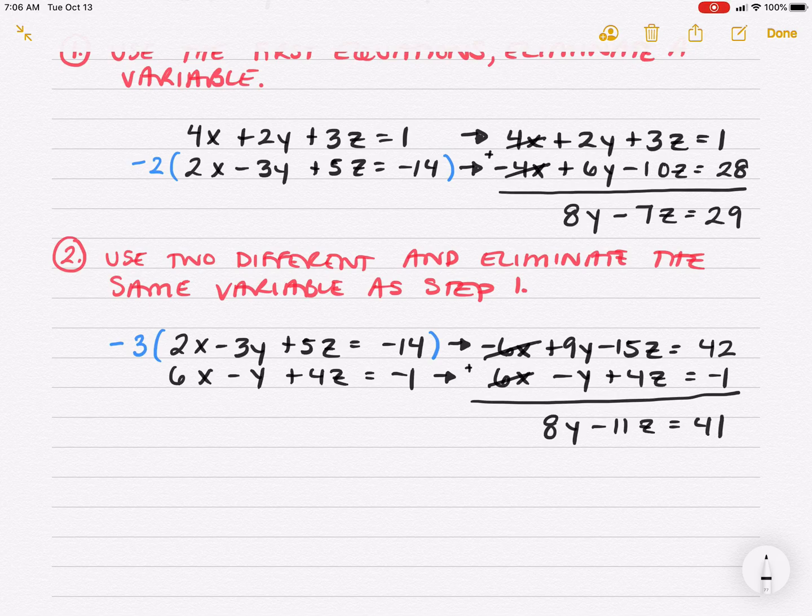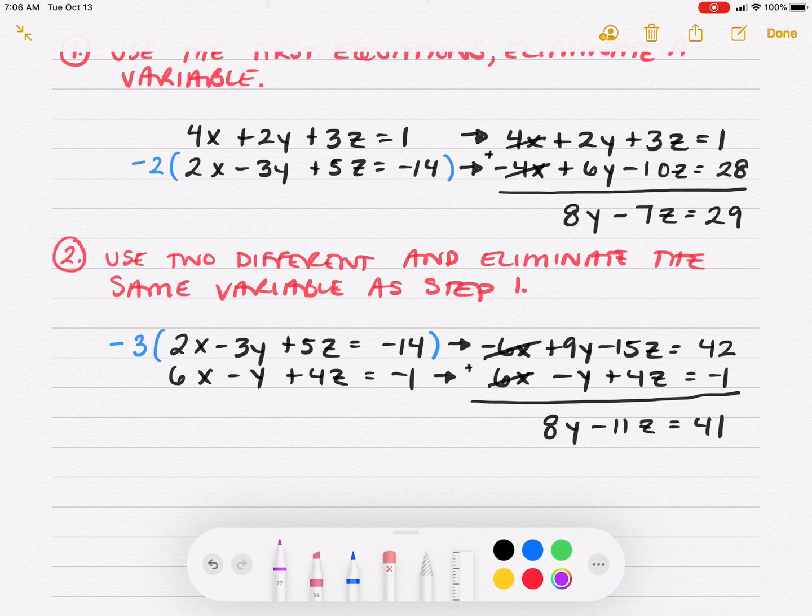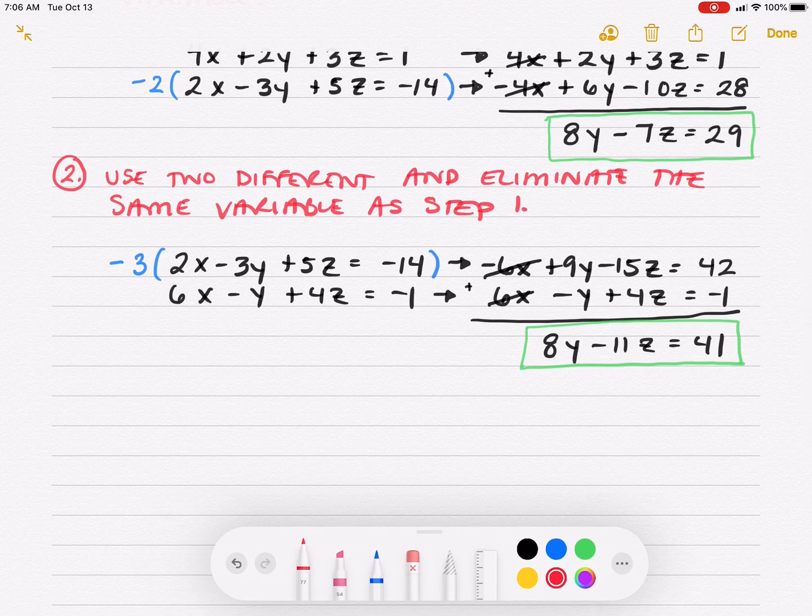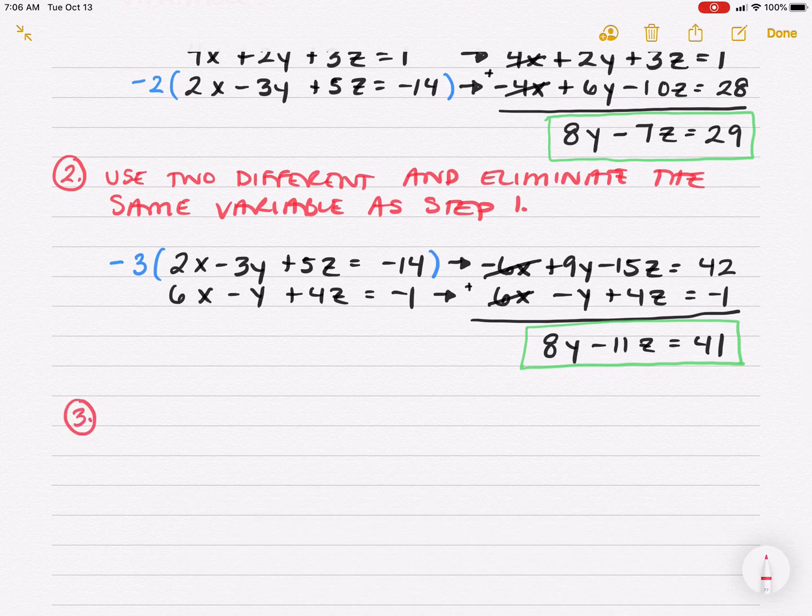So now let's see what we've got going on. I've got this equation with a y and a z from step number 1, and then I have this equation with a y and a z from step number 2. So what we're going to do next, for step 3, is solve the equations from steps 1 and 2.